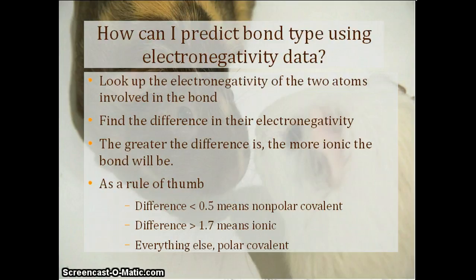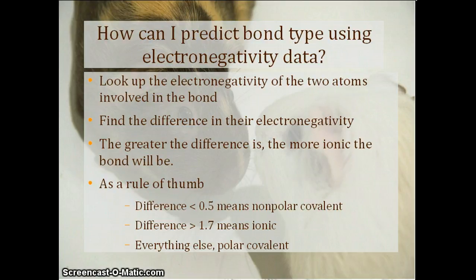You can predict bond type using electronegativity data. To do this, first you need to look up the electronegativities of the two atoms involved in the bond. Then you determine the difference in their electronegativities. The greater the difference is, the more ionic the bond will be.